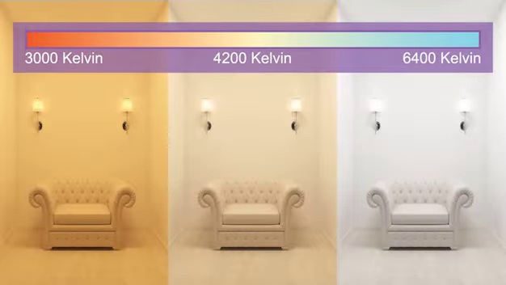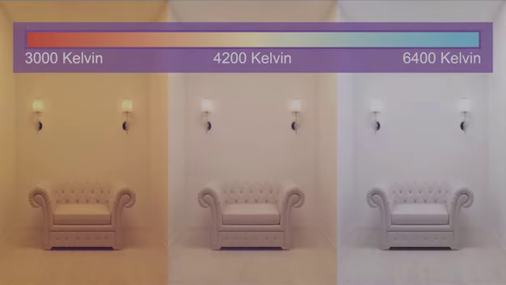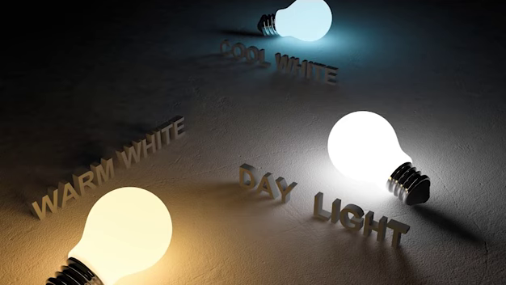Colour temperature is a measurement of the colour of a particular light source from warm to cool and is measured in degrees Kelvin. Warmer coloured lights have a lower colour temperature. Cooler coloured lights have a higher colour temperature. Different types of light source have different colour temperatures.